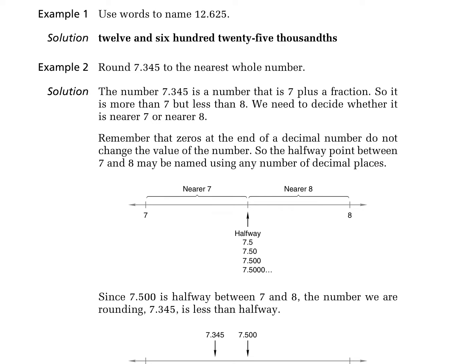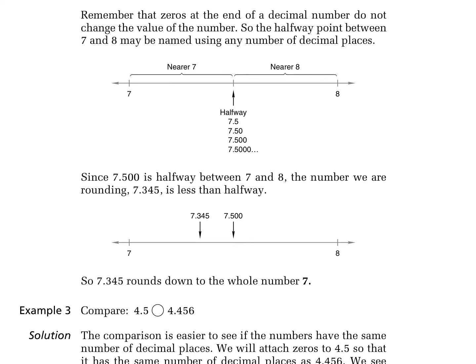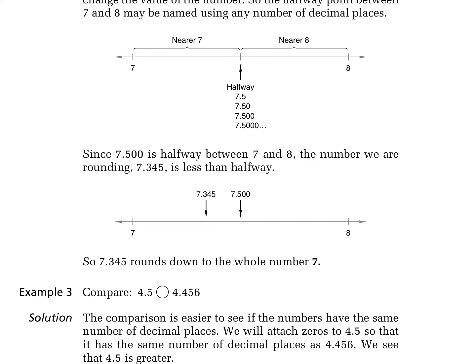So I'm going to look at my whole number, which is 7, and then I'm going to look at the number to the right of it, and it's a 3. 3 is less than 5, so it would keep 7 the same. So it would round to 7. And it's using the same strategies we've been using the last couple lessons with the number line.